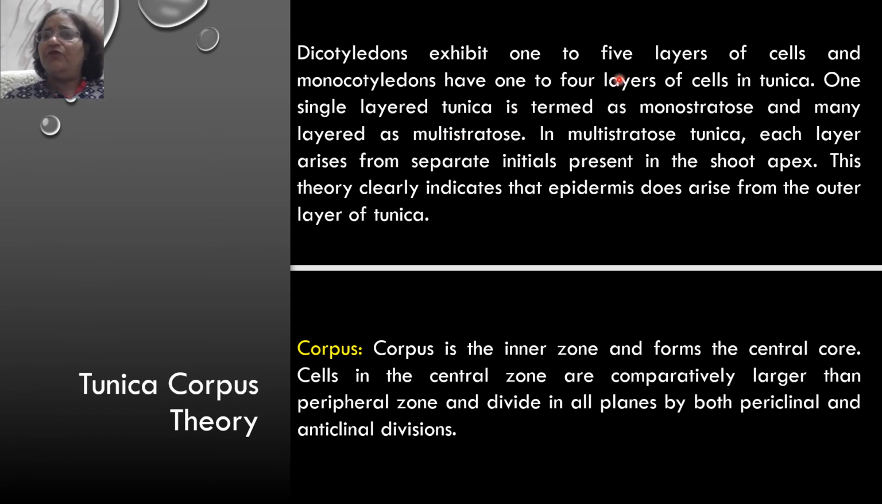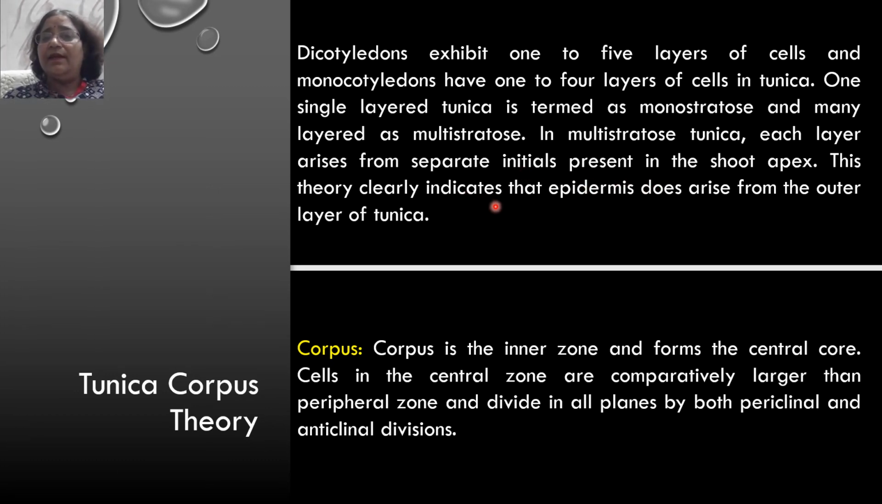Dicotyledons exhibit 1 to 5 layers of cells, while in monocotyledons there are 1 to 4 layers. In dicotyledons there are generally 2 layers commonly, but in monocotyledons commonly it is a single layer. A single-layer tunica is known as monostratos, while if the tunica is multi-layered, it is known as multistratos. In multistratos, each layer arises from separate initials. The initials are separate in each layer in the shoot apex.